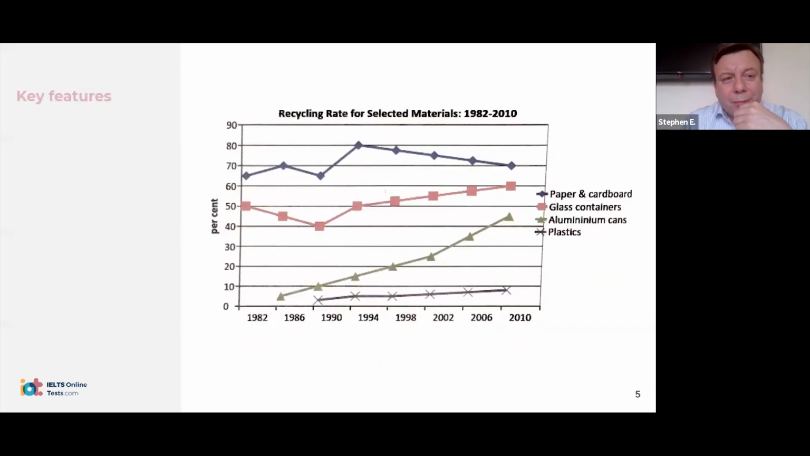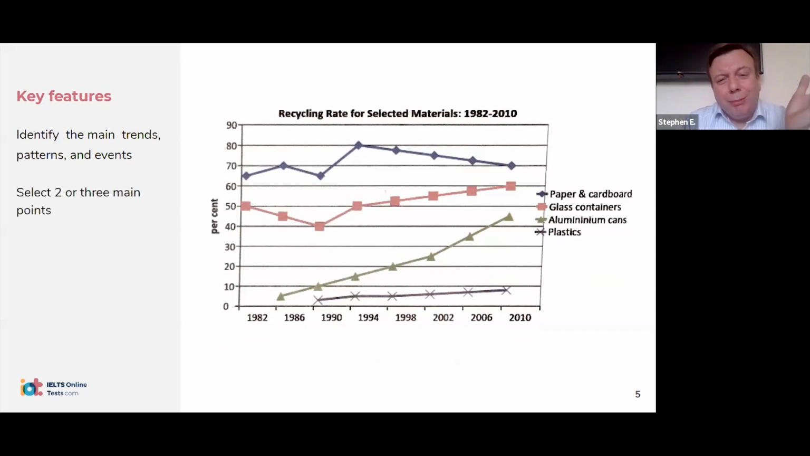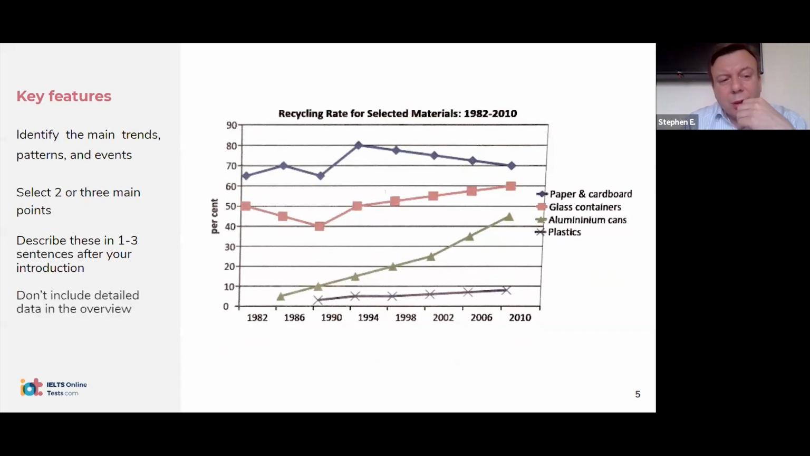Right, so we'll look at the key features then. We have to identify the main trends, patterns, and events. And we need to select 2 or 3 main points. And then we want to describe these in 1 to 3 sentences after the introduction. And we don't want to include detailed data in an overview, okay?